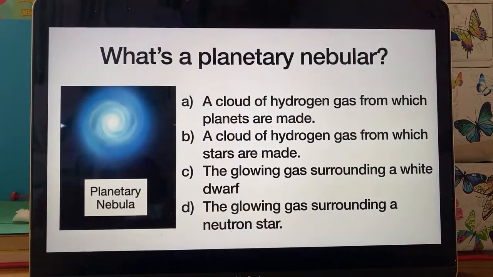All right. What's a planetary nebula? Is it A, a cloud of hydrogen gas from which planets are made? Is it B, a cloud of hydrogen gas from which stars are made? Is it C, the glowing gas surrounding a white dwarf? Or is it D, the glowing gas surrounding a neutron star? I can't tell you, I'm very happy with this question. I think this question is really testing you. What is a planetary nebula? A cloud of hydrogen gas from which planets are made, a cloud of hydrogen gas from which stars are made, the glowing gas surrounding a white dwarf, the glowing gas surrounding a neutron star.